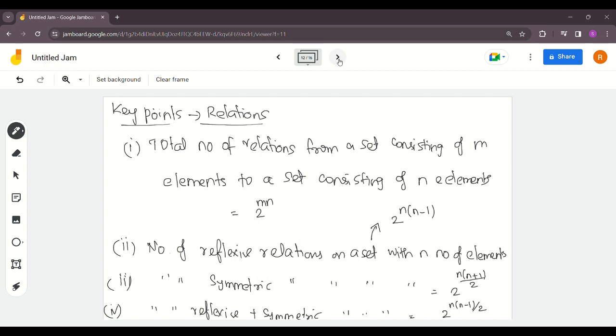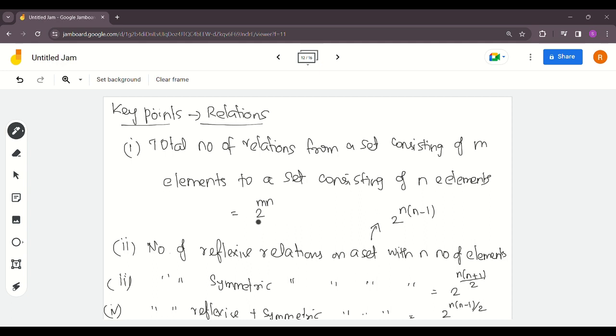These key points are mainly applicable for 1 mark questions, MCQs. So the total number of relations from a set consisting of m elements to a set consisting of n elements. See, suppose A contains 3 elements and B contains 4 elements, so the total number of relations from A to B is nothing but 2 power mn. So it is nothing but 2 power 3 into 4. The example I told you: A contains 3 elements, B contains 4 elements. So the maximum number of possible relations is given by 2 power mn, where m and n are the number of elements present in the first set and the second set respectively.